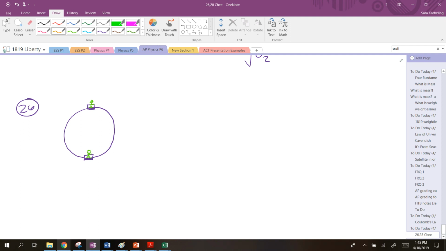Tell me about the forces acting at the top. What forces are acting at the top? Fg. Fg is pulling which way? Towards you. Yeah. And what else is pulling at the top? Fn. Yeah. How about at the bottom? Same.